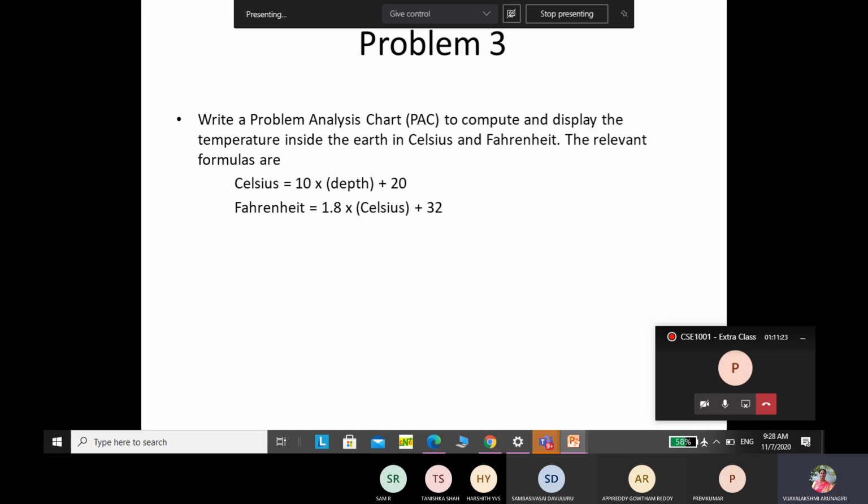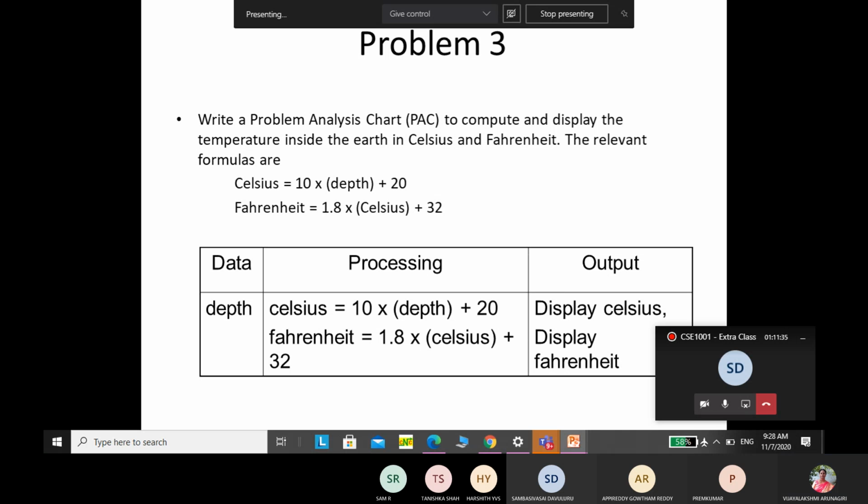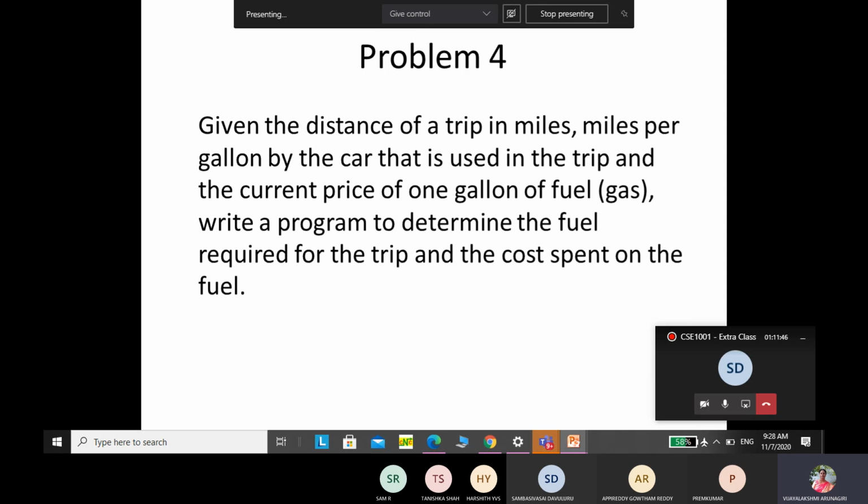Clear, ma'am. The input we want is depth. The formula is directly given for Celsius as well as Fahrenheit. And in the third column we have to write the output as Celsius and Fahrenheit. See this PAC: depth we want as input, and processing is Celsius equals 10 into depth. Same formula I have given, and we display the output in terms of Celsius as well as Fahrenheit.